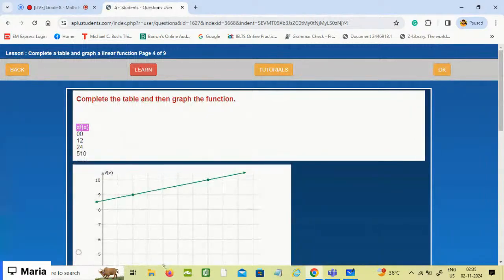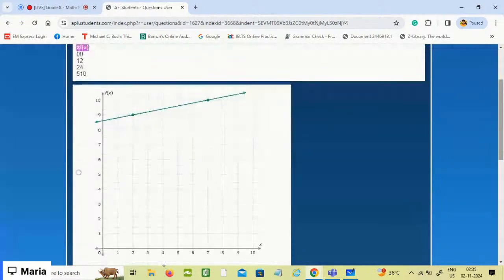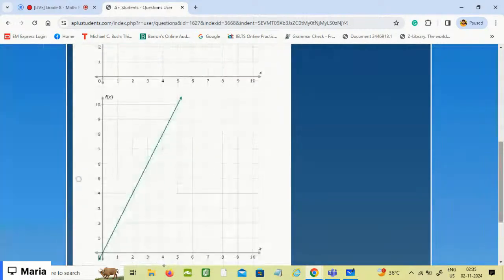Complete the table and then graph the function: 0, 0, 1, 2, 2, 4, 5, 10. So which is the correct option? Option number 2 is the correct option, right?